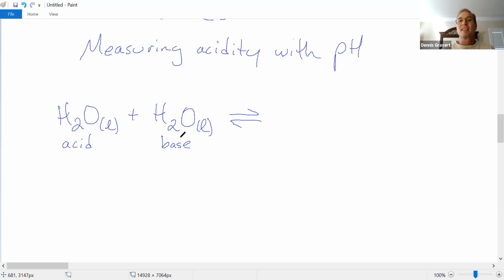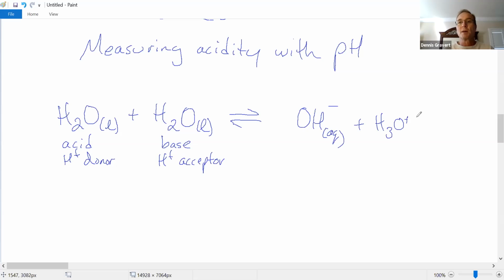Sometimes when water molecules collide, one might be an H+ donor, an acid. So hey, water gives away an H+. This oxygen had 2 hydrogens, and then it only has 1. It actually becomes a hydroxide ion. And then the other water molecule will be the H+ acceptor, the base. So one water molecule releases H+, and the other water molecule binds to it to form hydronium ion.